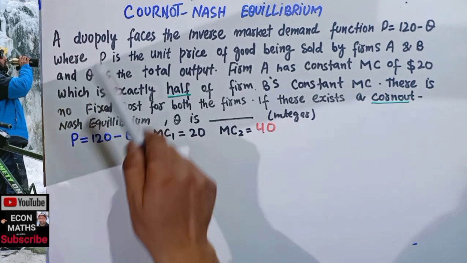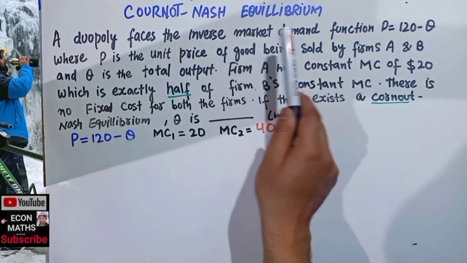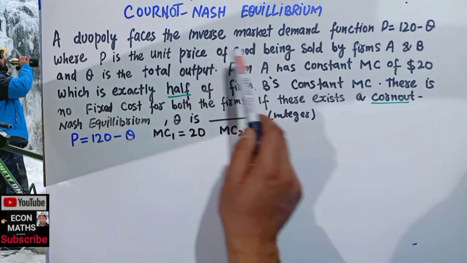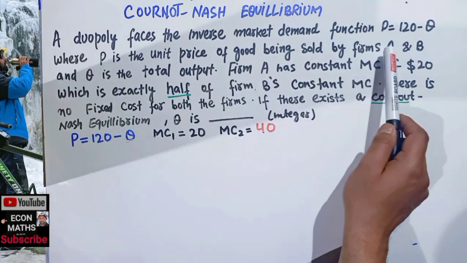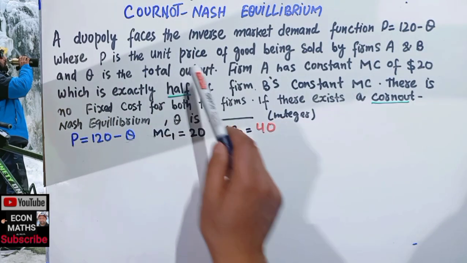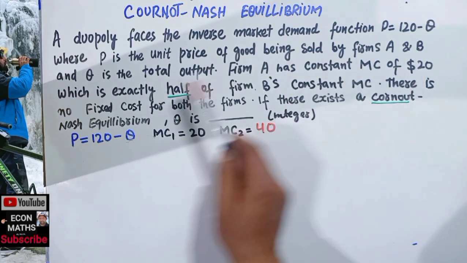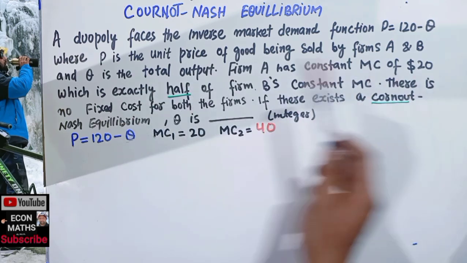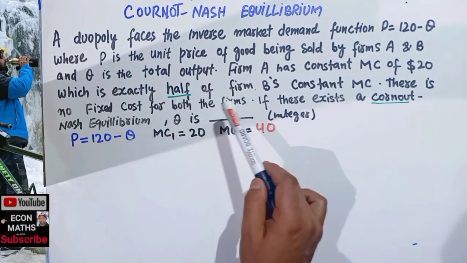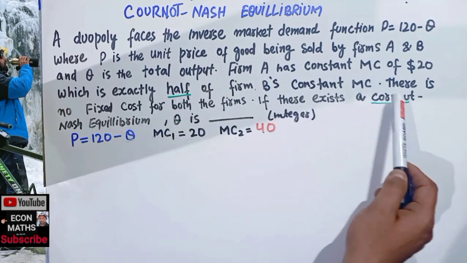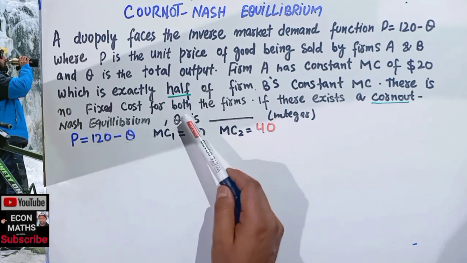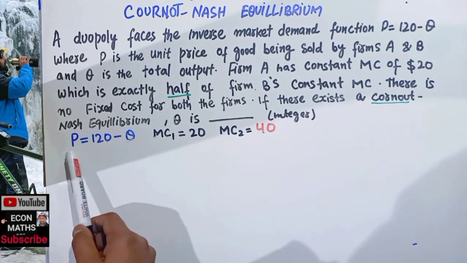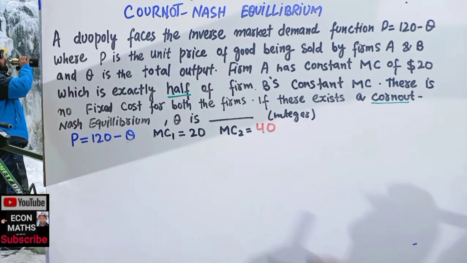The question is, a duopoly faces the market inverse demand function as P is equal to 120 minus Q, where P is the unit price of good being sold by firms A and B, and Q is the total output. Firm A has a marginal cost of $20, which is exactly half of firm B's constant marginal cost. There is no fixed cost for both the firms. If there exists a Cournot Nash equilibrium, we need to find out the value of Q, that is total output in this market. So this is our inverse demand function that is being given.